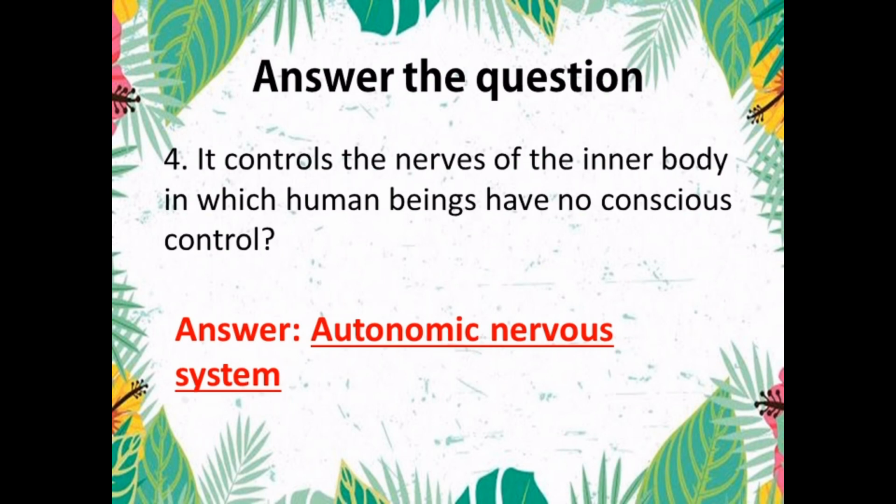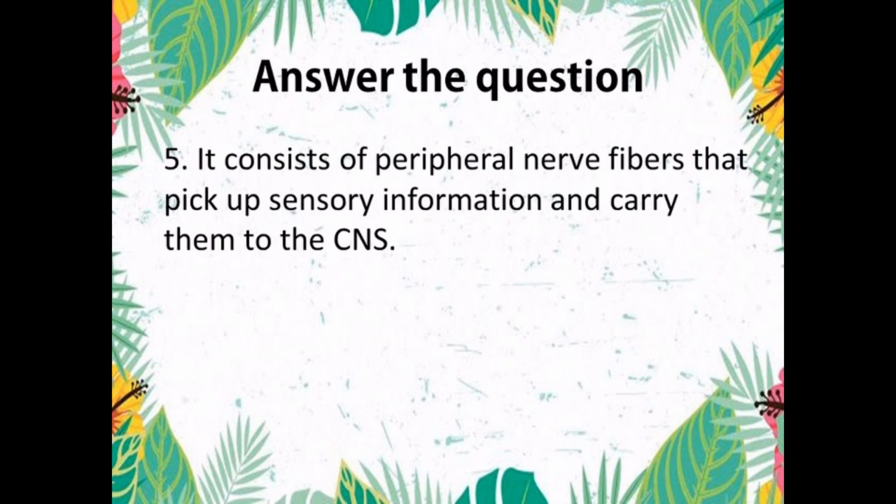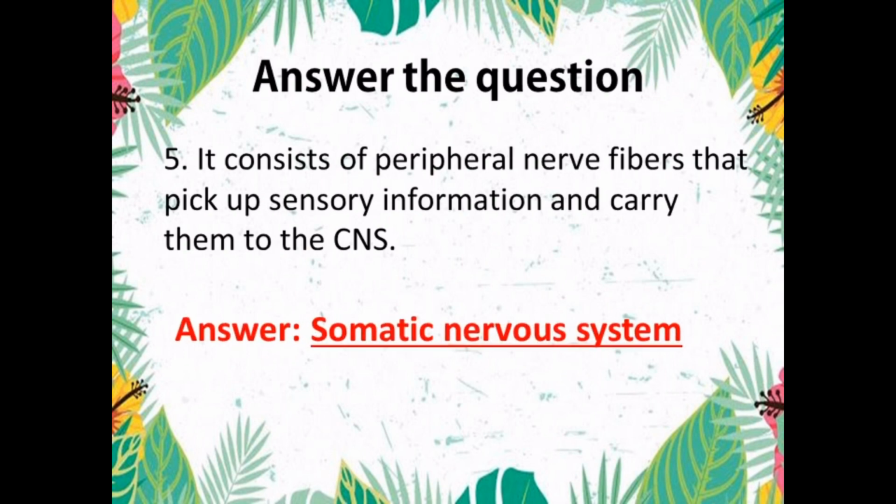Now let's go to your final question. Question number 5. It consists of peripheral nerve fibers that pick up sensory information and carry them to the CNS. So what is that? Is it somatic or autonomic? Very good. The correct answer is somatic nervous system. So that's all my presentation.